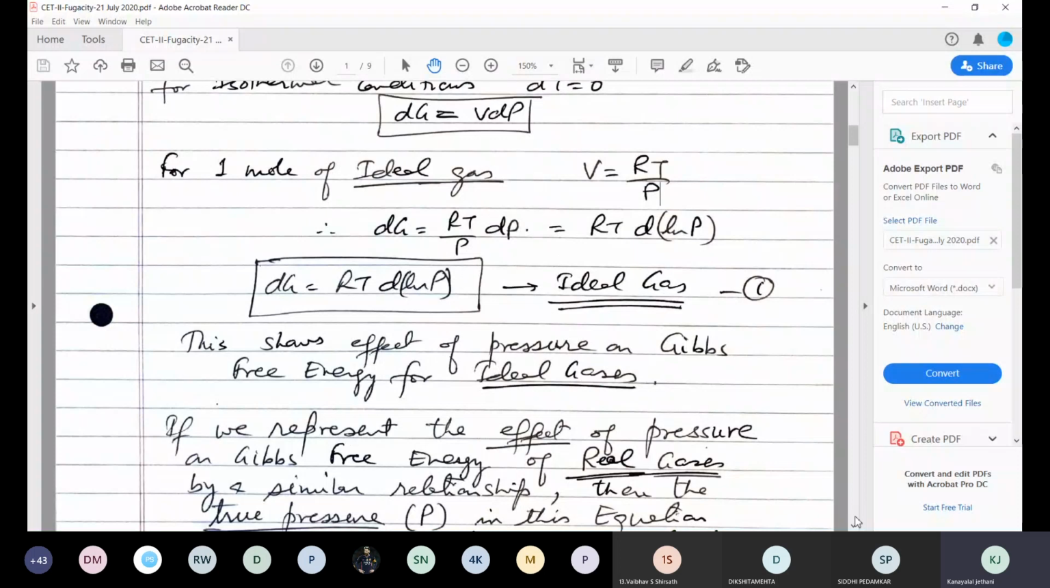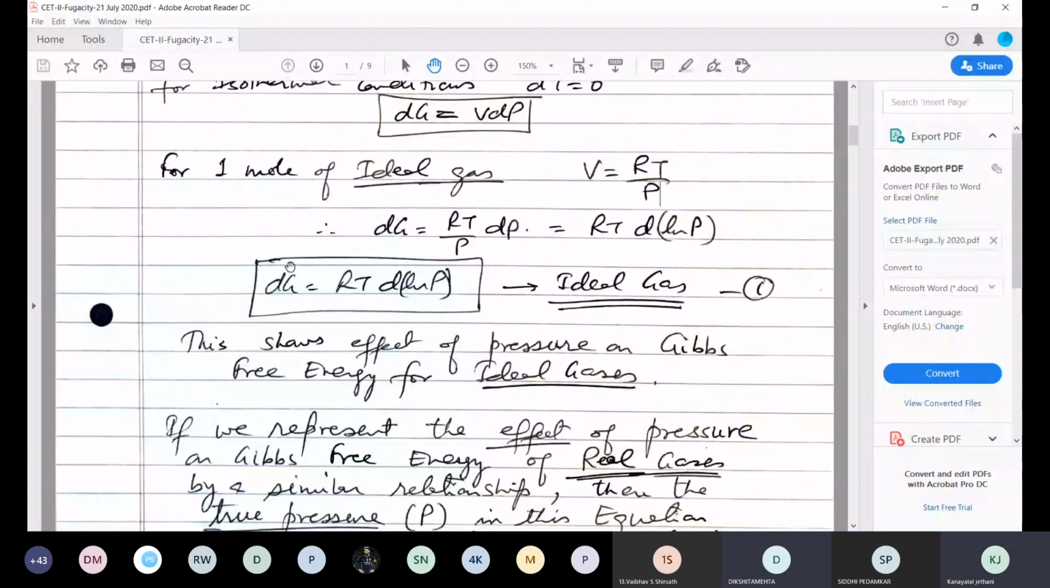What was your doubt? Sir, you wrote G and G naught in the equation, so G naught is for ideal gas. Yes, G is for real gas. So in the ideal gas equation also G came, right? Yes, that was for ideal gas, and this one is for real gas. You have written this for ideal gas, so this is G ideal. I can probably write superscript ideal gas here. I didn't write that, because here I have written ideal gas.